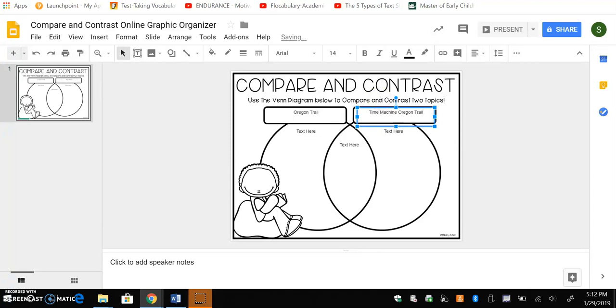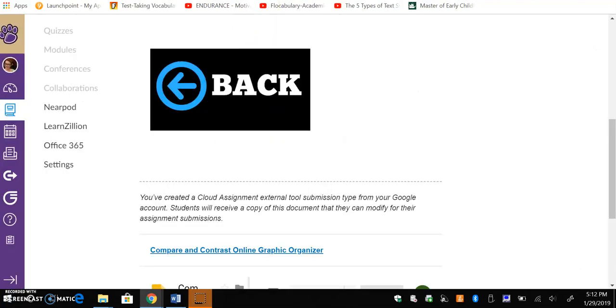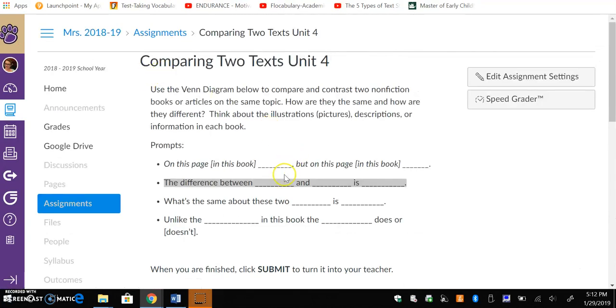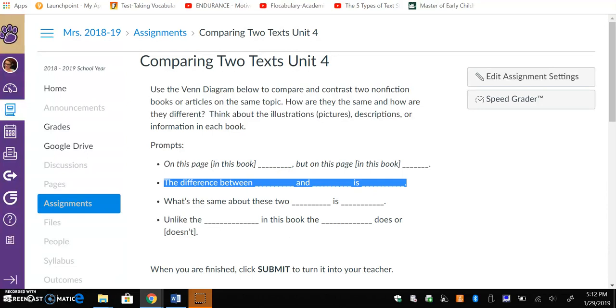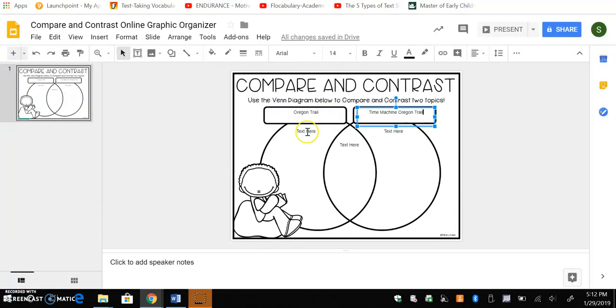Okay, so now that that's in, my 2 are on the Alamo. The very first thing I noticed is that there were definitely some differences between the 2 texts, especially who was telling the text. So I would go ahead and type that here. The difference between the first text and the second text is that who was telling it was different.